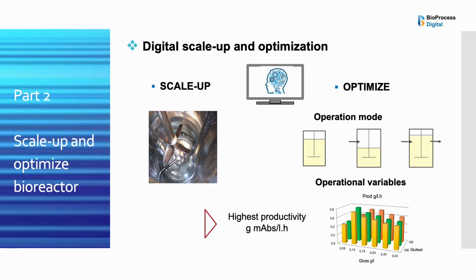The second part of the course covers the digital scale-up and optimization of cell culture bioreactors. Using the previously developed simulation model, you will compare culture's kinetics across three operation modes: batch, fed batch, and continuous perfusion. For each mode, you will optimize key operational parameters to maximize bioreactor productivity. Productivity, measured in grams antibodies per liter of bioreactor per hour, serves as a key indicator of the bioreactor's utilization efficiency.